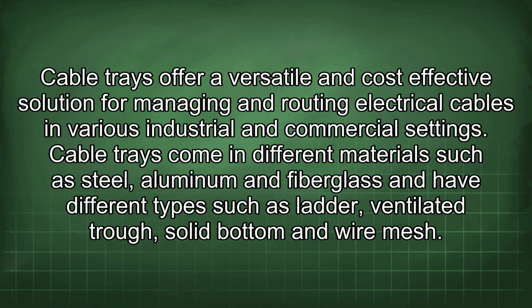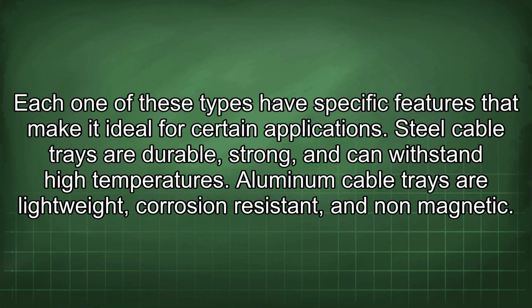Cable trays offer a versatile and cost-effective solution for managing and routing electrical cables in various industrial and commercial settings. Cable trays come in different materials such as steel, aluminum, and fiberglass, and have different types such as ladder, ventilated trough, solid bottom, and wire mesh. Each one of these types has specific features that make it ideal for certain applications.